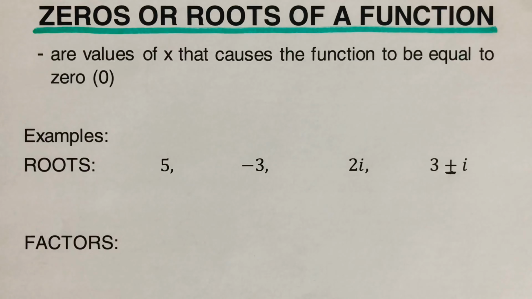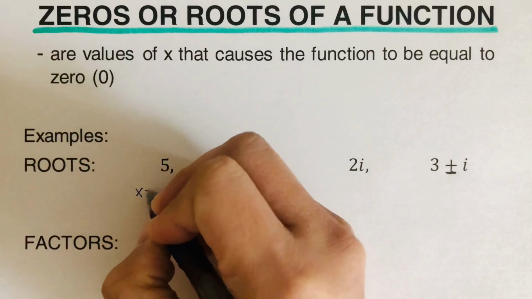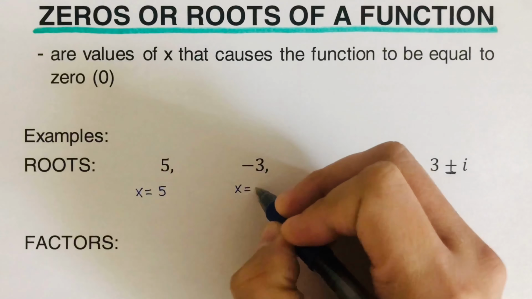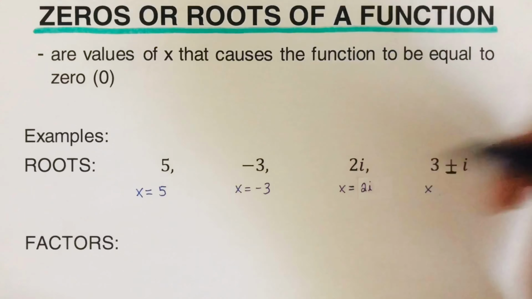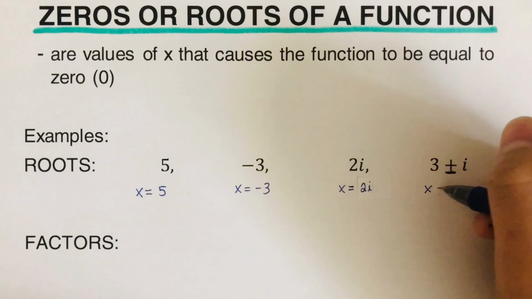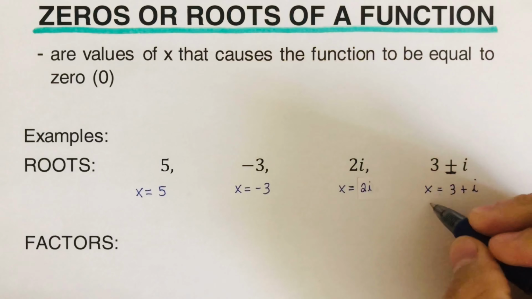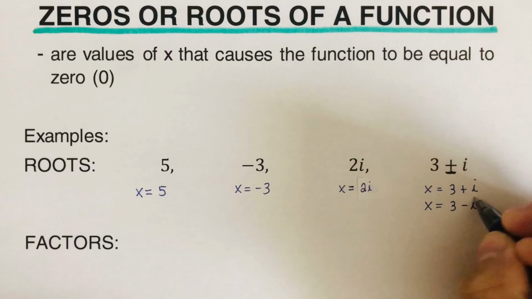In some problems as well, they write it differently. So they write x is equal to 5. They also write this as x is equal to -3, x is equal to 2i, and x is equal to 3 plus i. And then the other one, since it's plus and minus, would also be x is equal to 3 minus i.